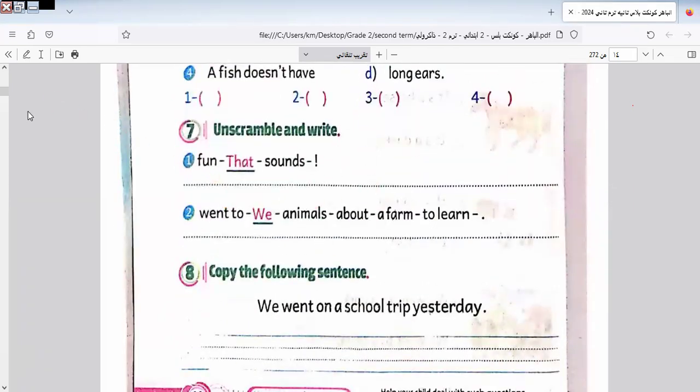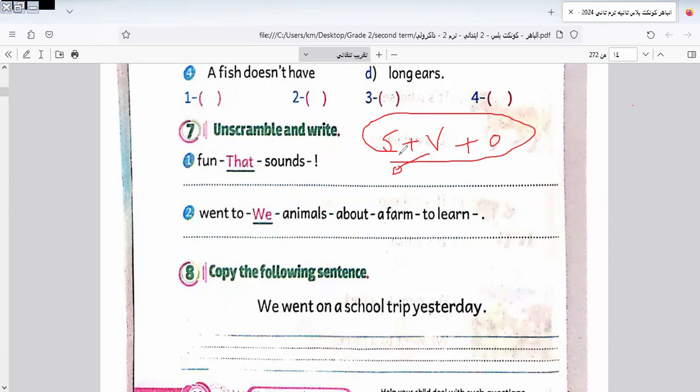Here we have subject, verb, object as the rule that we know. Subject plus verb plus object. All of us say, Miss Iman, you can just use this rule in all sentences. Yes, in all sentences. But when we have a question form, I replace the verb instead of what? Instead of subject. Let's go. Let's answer this question.